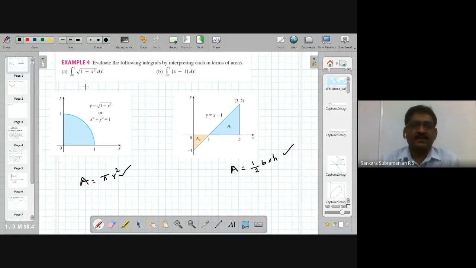sometimes, which makes it too easy to evaluate the integrals. This is a classical example to illustrate such techniques, by observation from the graph, if the function f of x is known. So let me come to the first problem.